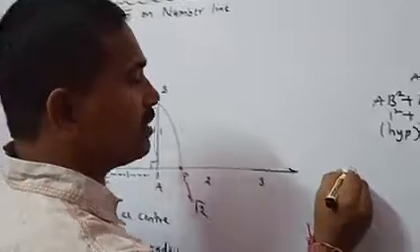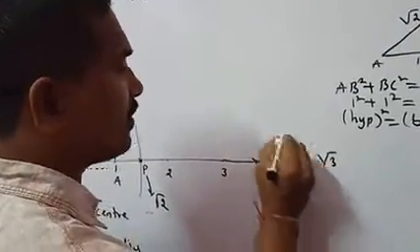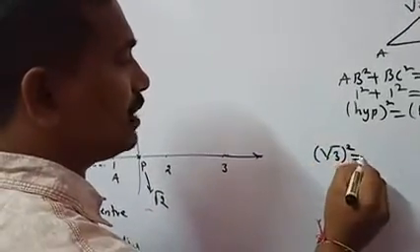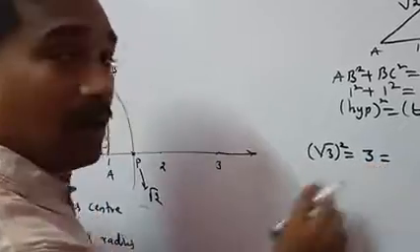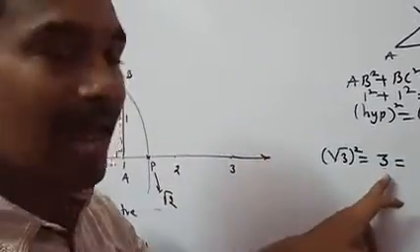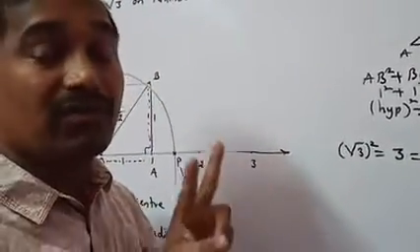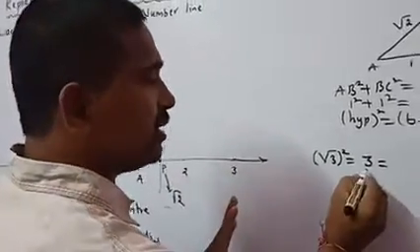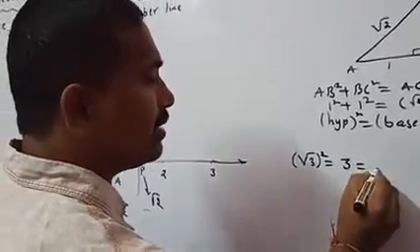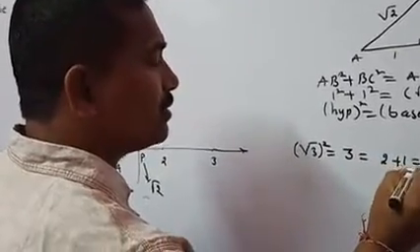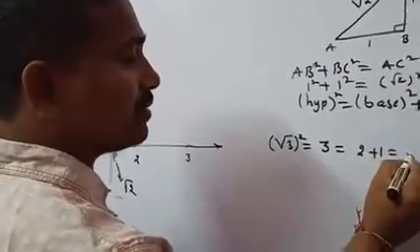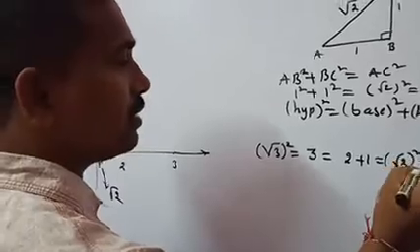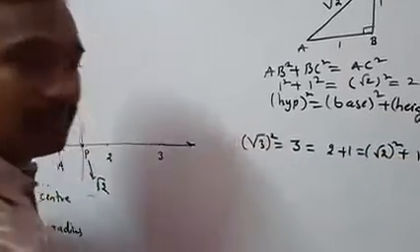Take the same method. Square root 3 on both sides. What do you get? 3. How can you write 3 as a sum of two perfect squares? We can write 3 as 2 plus 1. This 2 can be written as root 2 whole square, plus 1 can be written as 1 square.